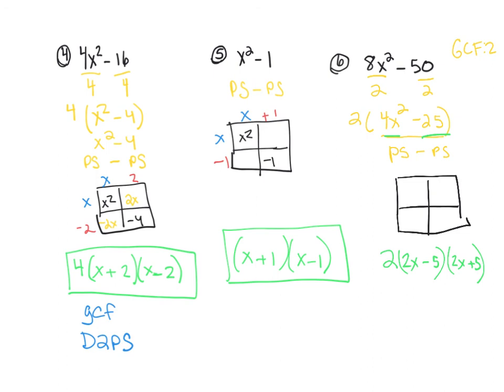So if I look at 4x squared and a minus 25, the 4x squared will be 2x and 2x. And then the 25 would be 5 times 5. And it's a negative 25, so I need 1 negative and 1 positive. And then what would happen is that we would have a positive 10x and a negative 10x that would end up canceling out.